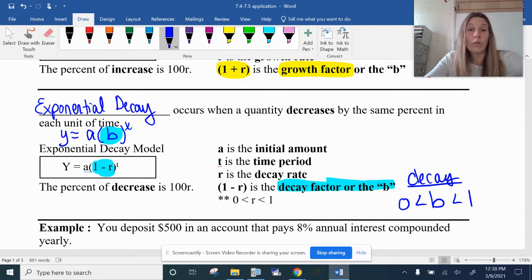The A is still that initial amount or value. T is still your time period. R is still the rate. It's the percent that's written as a decimal. And then we go from there.